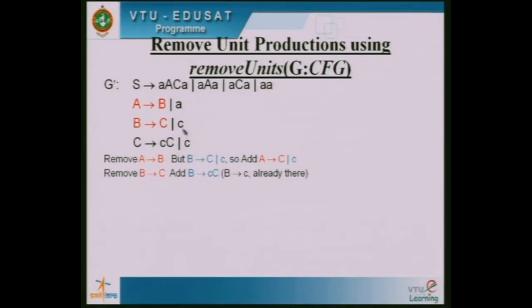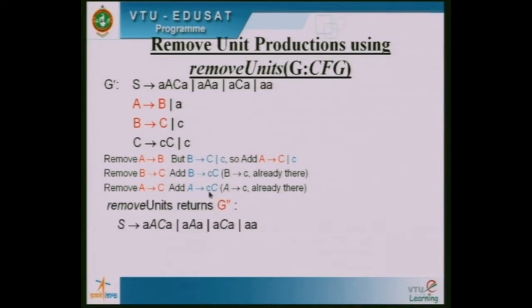This C terminal is already present in C. So the only rule added is B tends to C. But if you see here, again A tends to C is a unit production. So substituting C, we add one more rule to A, that is A tends to C. So the final rules obtained after eliminating unit productions are as follows, with no change.